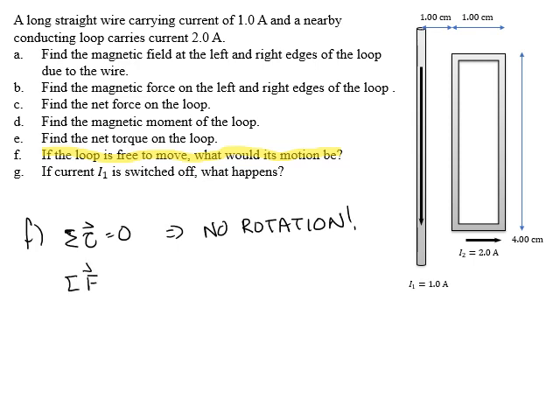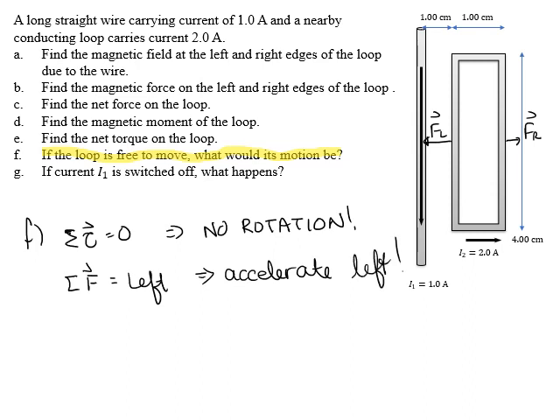Our net force, we had a big force on it towards the left. We had a small force on it towards the right. So our net force points towards the left. That means that it's going to accelerate towards the left. So that loop is going to be drawn towards the wire.